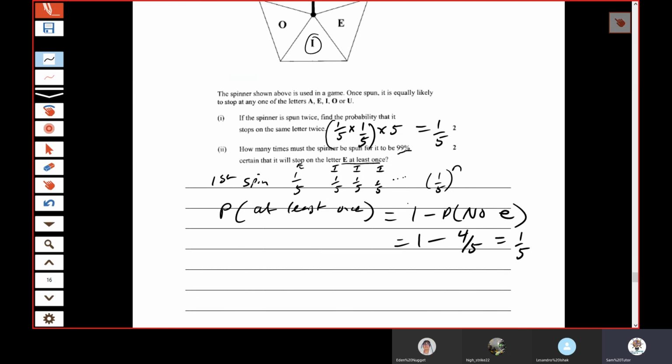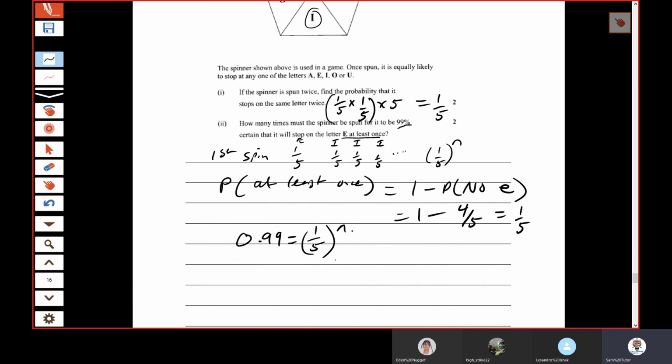And then what you want to do is get that with a 99% certainty. So 0.99 needs to equal 1 out of 5 to the power of n. Is that what it's saying? Alright, let me see. I got my answer as... no, that doesn't make sense because it doesn't add up.